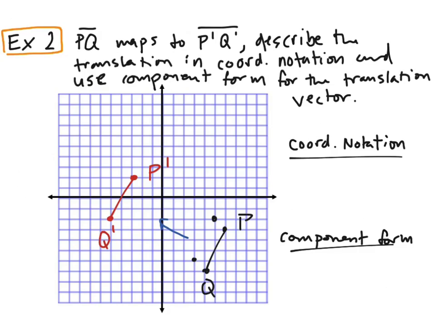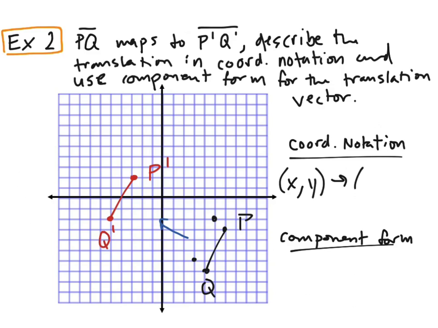Okay, in this picture, PQ maps onto P prime, Q prime. Describe the translation in coordinate notation, so that's one part, and use component form for the translation vector. For coordinate notation, we already know how to do that. You start out with x, y, and you just figure out how much you're moving.